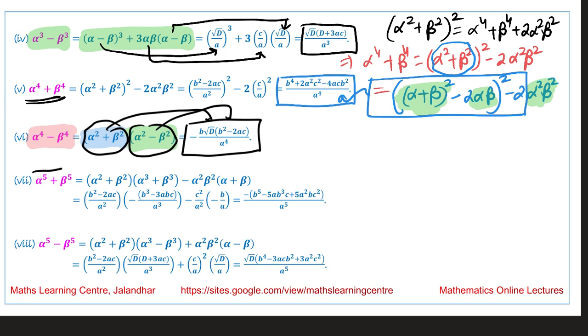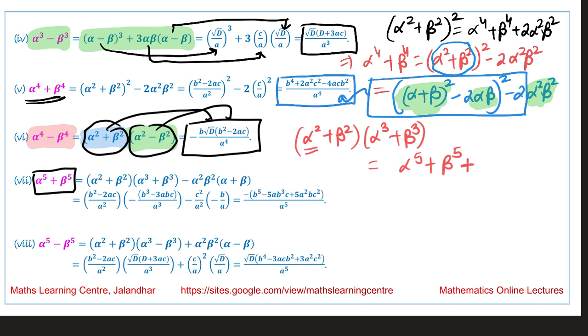Next is alpha raised to the power 5 plus beta raised to the power 5. To calculate this value, we say that if we multiply alpha square plus beta square with alpha cube plus beta cube, the answer we have is alpha raised to the power 5 plus beta raised to the power 5, plus alpha square beta cube plus beta square alpha cube.